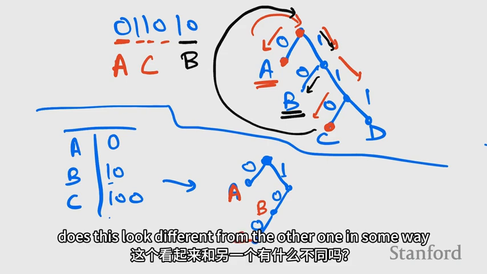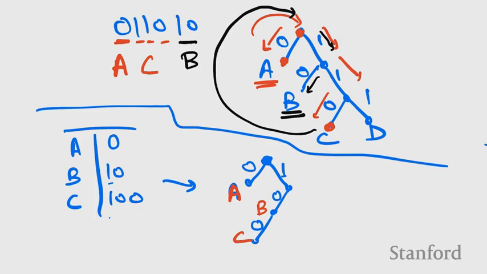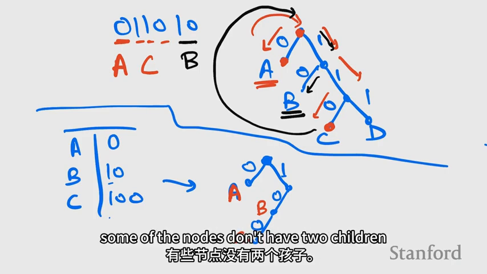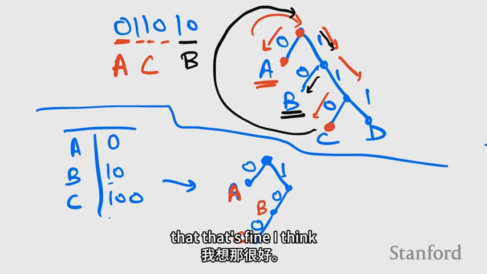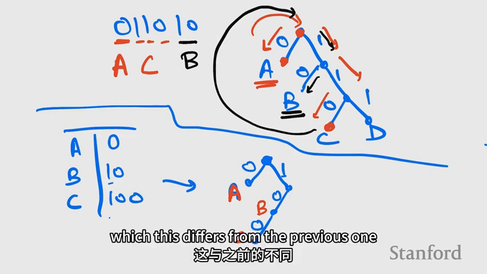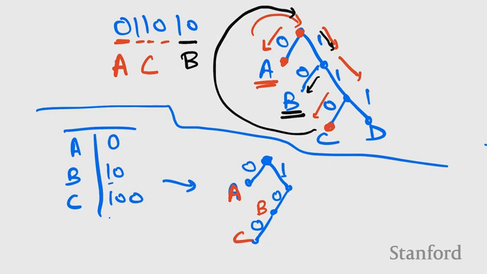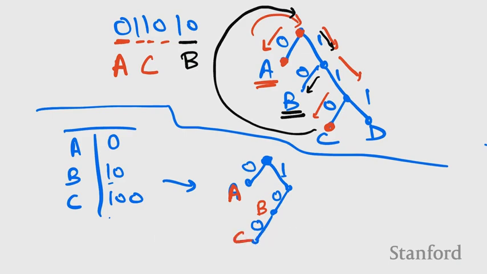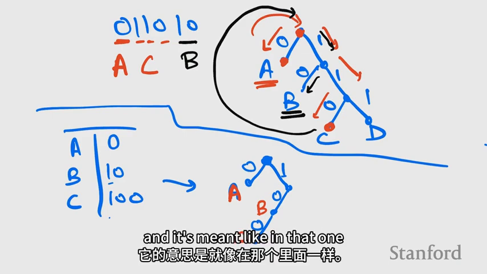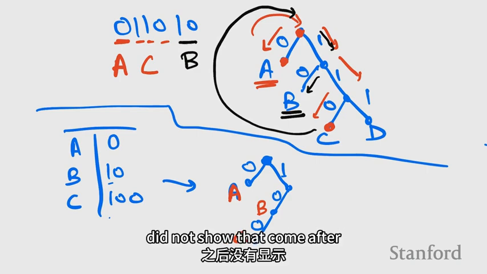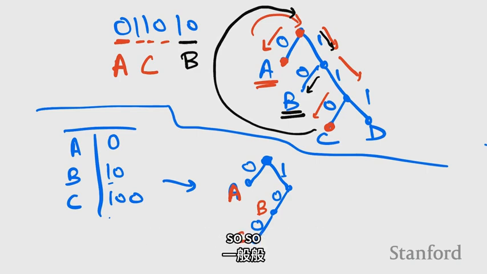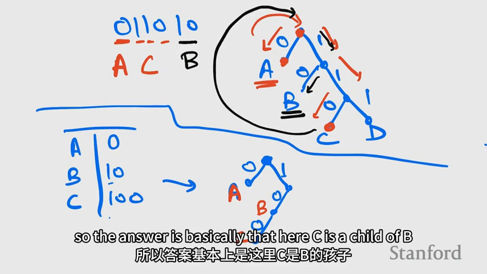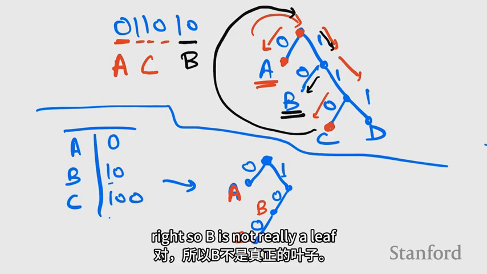Create a 0 branch from there. Does this look different from the other one in some way? Forget about the fact that some of the nodes don't have two children. That's fine, I think. Are there any other ways in which this differs from the previous one? Yes, essentially here C is a child of B. In the other one, once you got to a letter, there are no children that come after it. So the answer is basically that here C is a child of B.